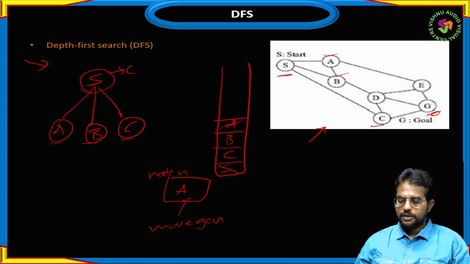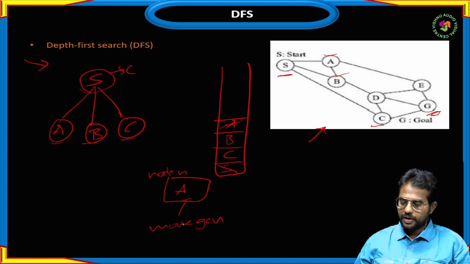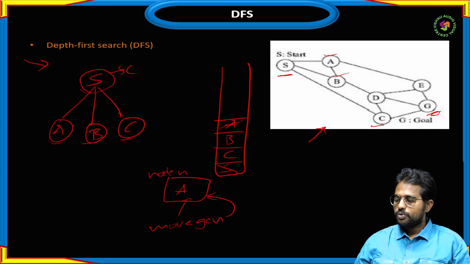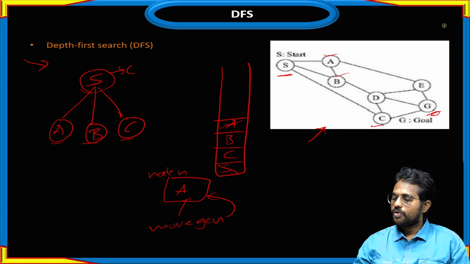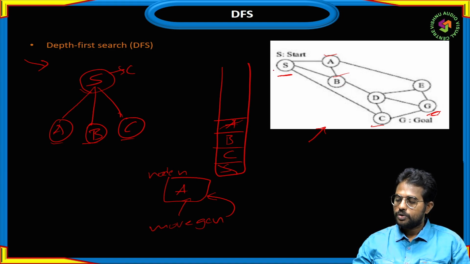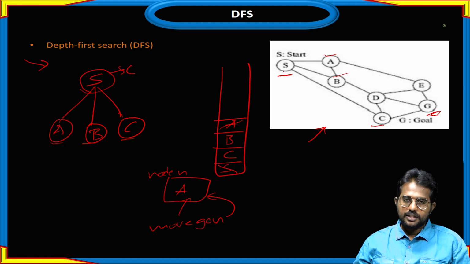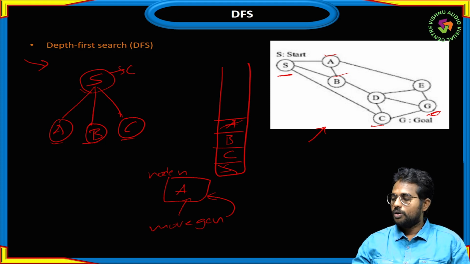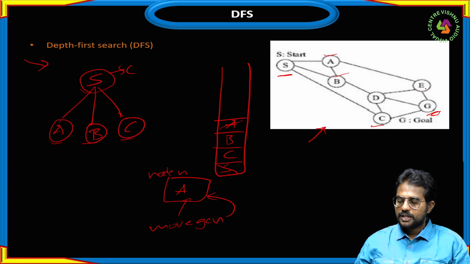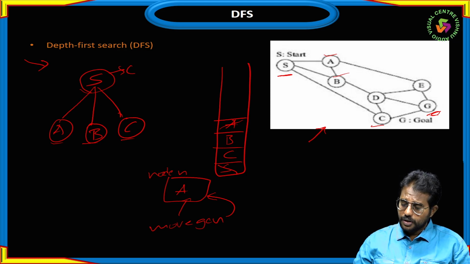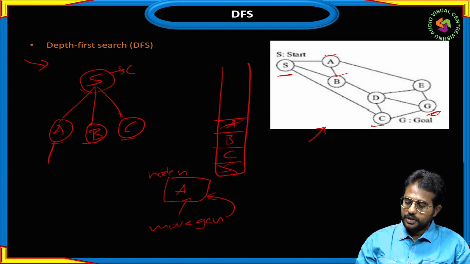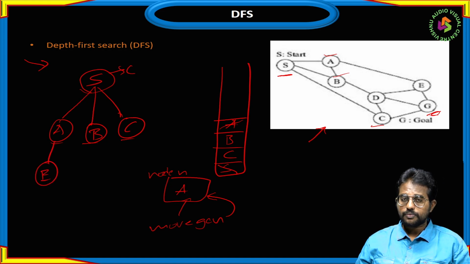After that I will check whether A is a goal node. A is not a goal node, so I will apply the move-gen function on A. After applying it, the successors of A are S, B, and E. Already S is in closed, and B is already in open. So S and B are ignored, and E will be added as a successor of A. So the successor of A is E, and this E will be pushed into the stack.